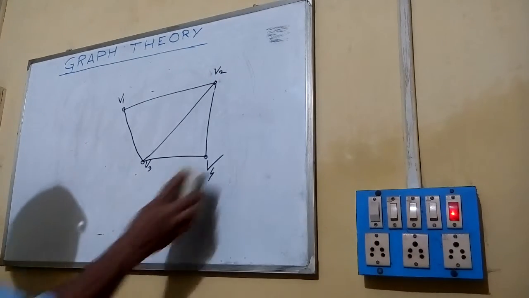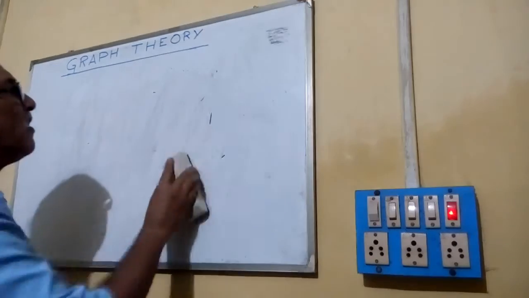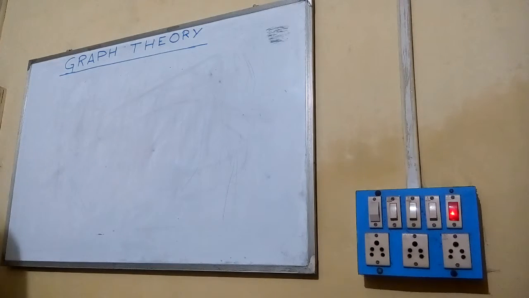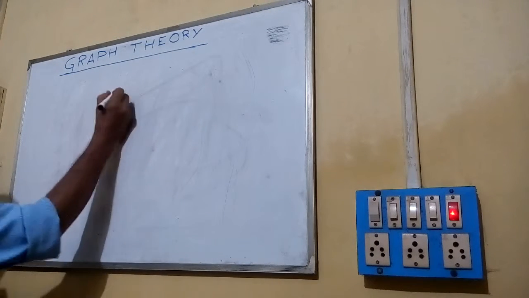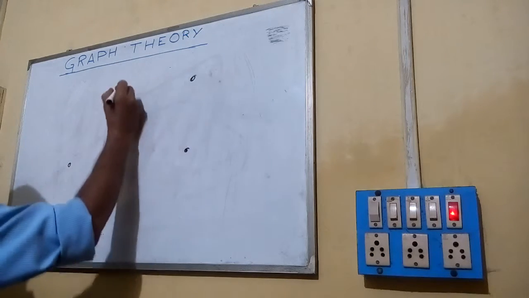Now we will be interested to know what a complete graph is. Complete graph means, suppose there are 5 vertices.